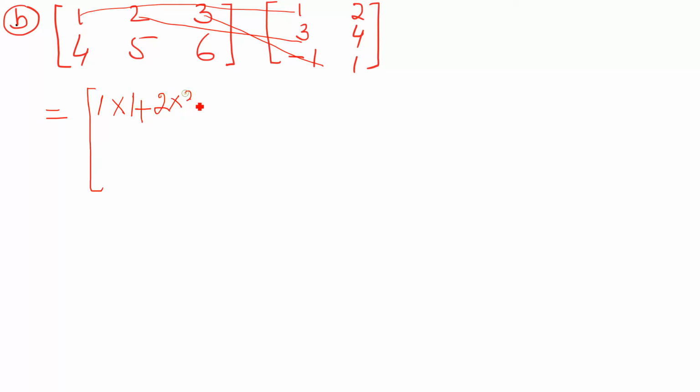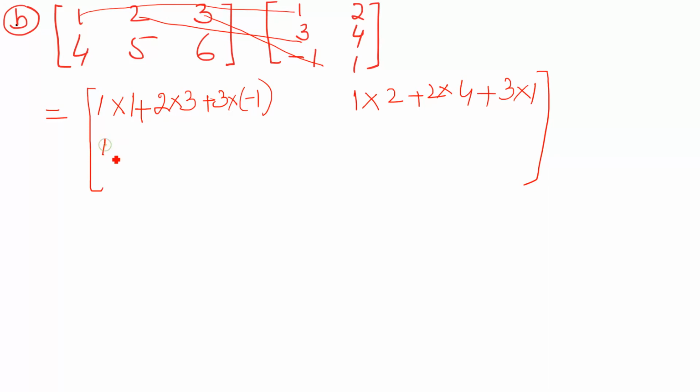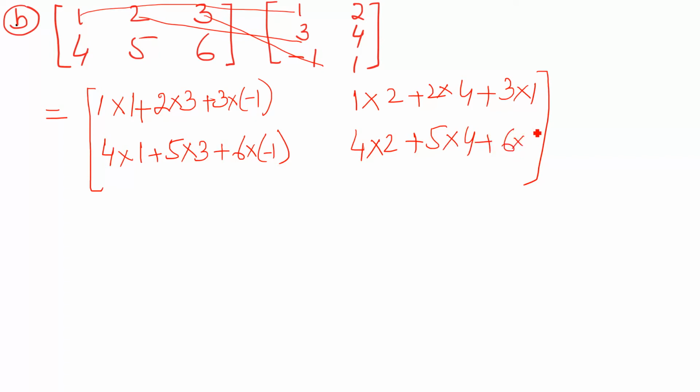2 multiplied by 3 plus 3 multiplied by -1. So this operation is complete. Now we will move to this one. Same row with this, but we will do it a little bit far from here. 1 multiplied by 2, positive, 2 multiplied by 4, plus 3 multiplied by 1. Similarly, 4 multiplied by 1, plus 5 multiplied by 3, plus 6 multiplied by negative 1. 4 multiplied by 2, plus 5 multiplied by 4, plus 6 multiplied by 1.